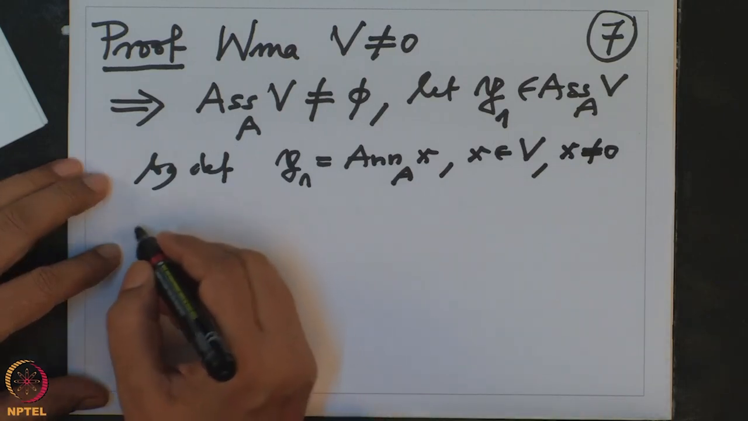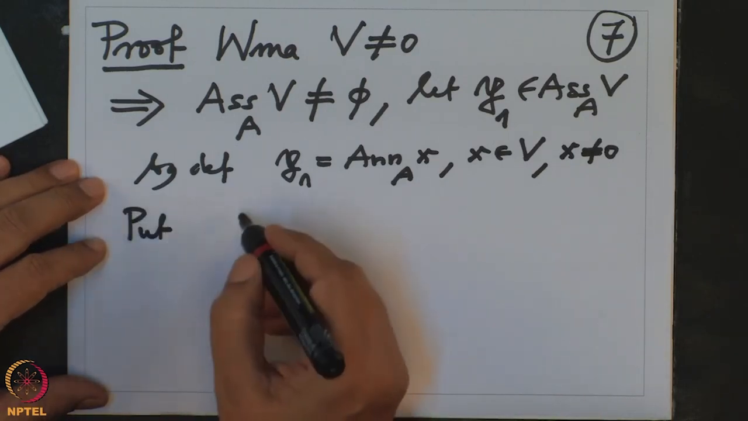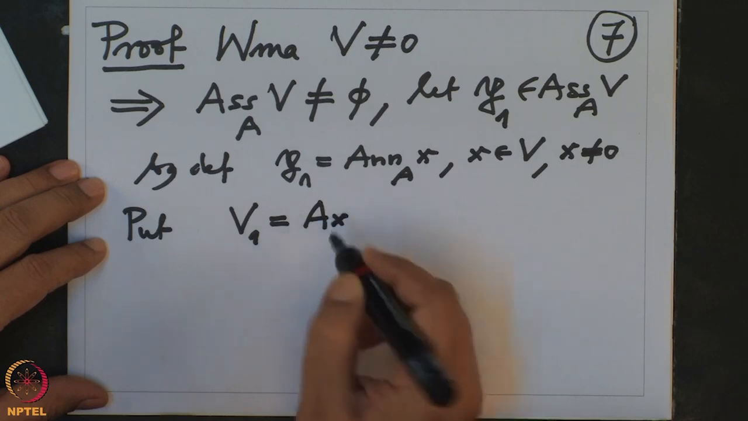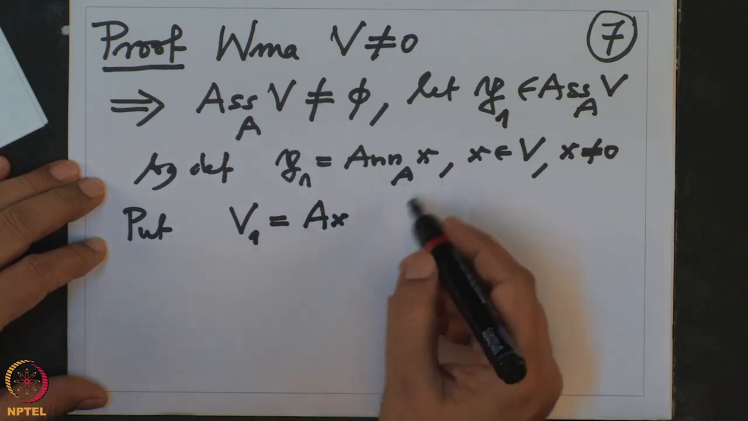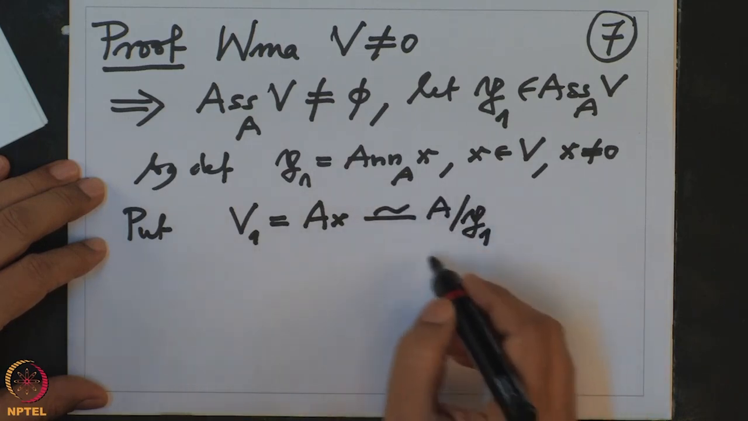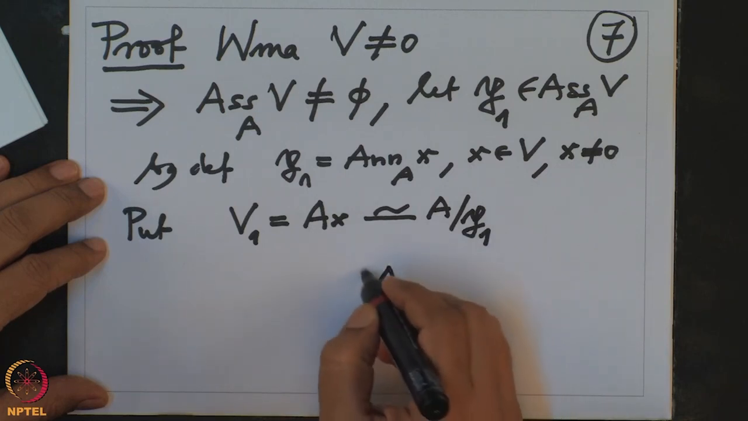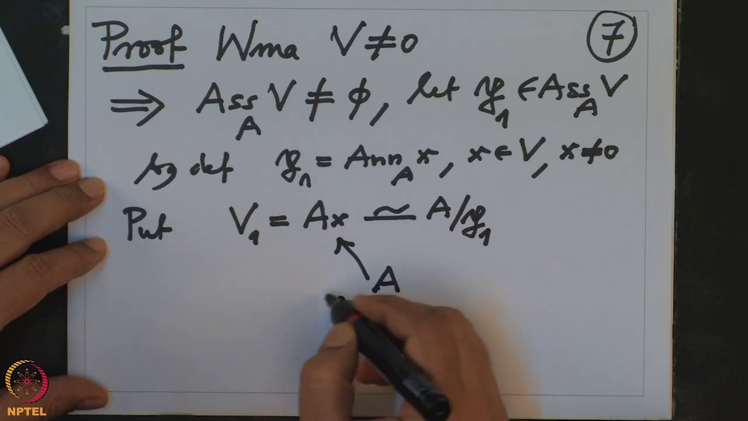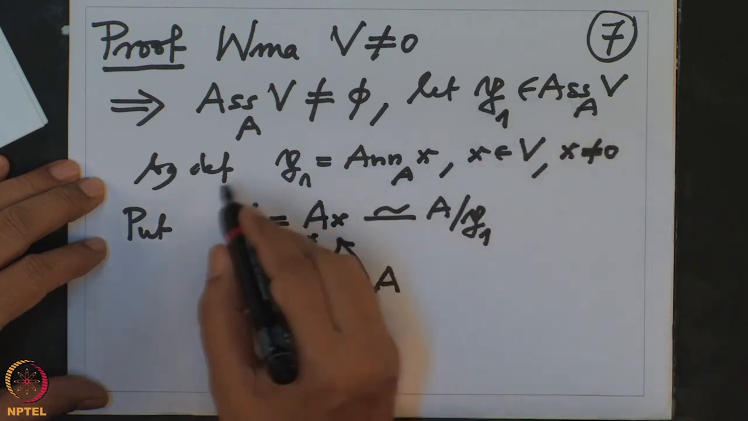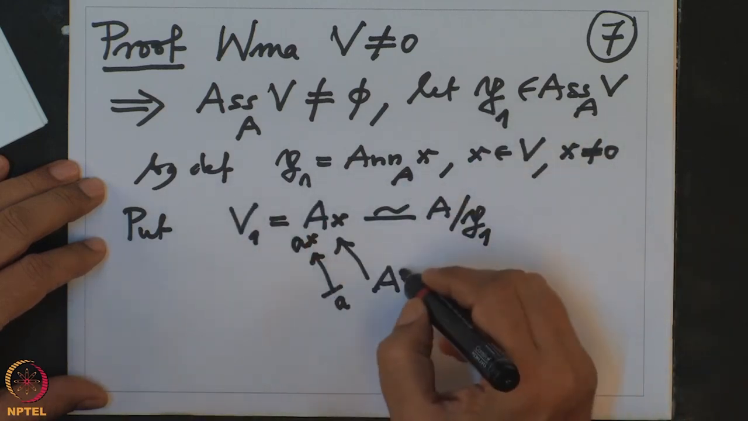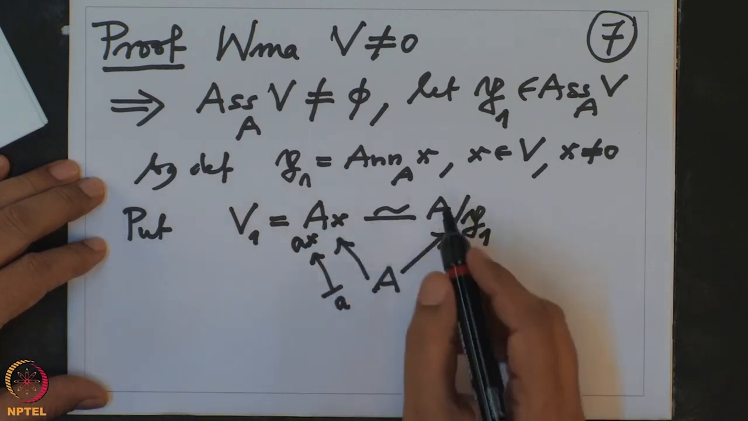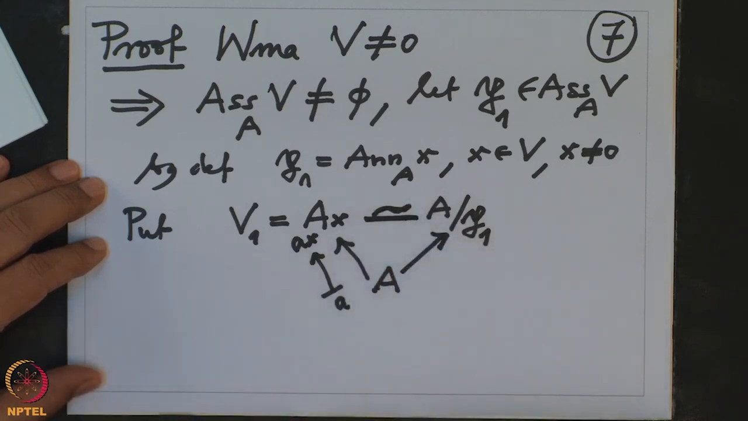Now, therefore, put V1 equal to the submodule generated by this X, AX, and this submodule is obviously isomorphic to A by P1, because you can take a map from A to AX, sending a to a times X. The kernel of this map is precisely P1, because P1 is the annihilator of X. So this map factors through A by P1, and it is obviously onto, and because I went modulo the kernel, this map is injective. Therefore this is indeed an isomorphism.